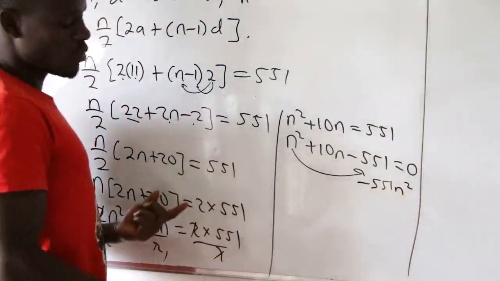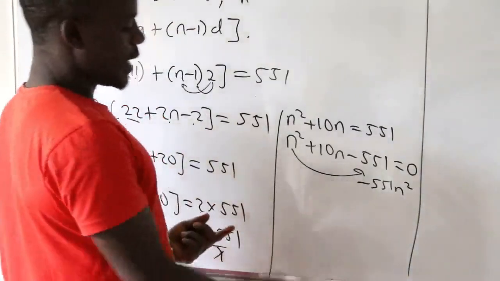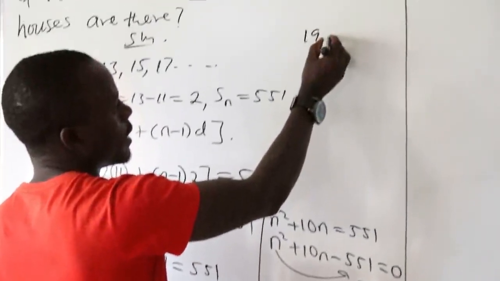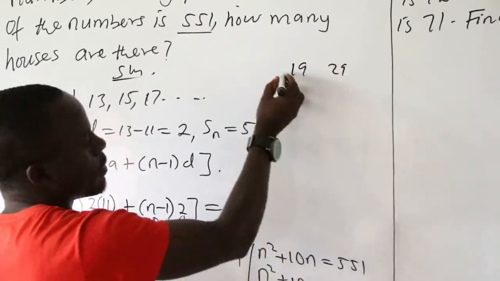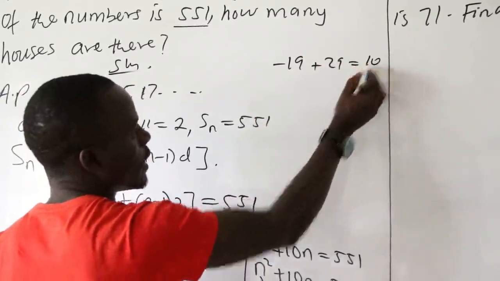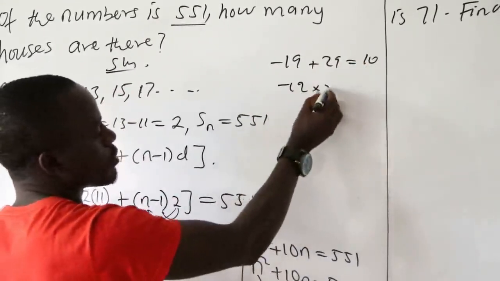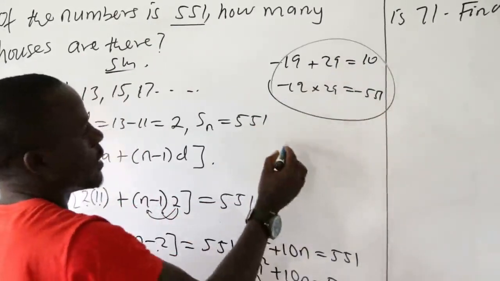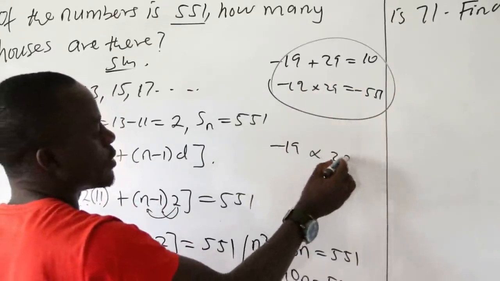So the two numbers you multiply to get 551, and add to get 10. If you check 19 and 29: minus 19 plus 29 will give us positive 10, and then minus 19 times 29 equals minus 551. So our factors are minus 19 and 29.